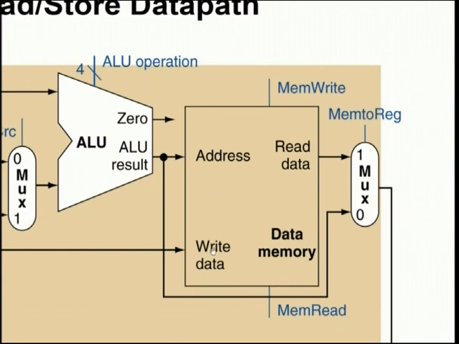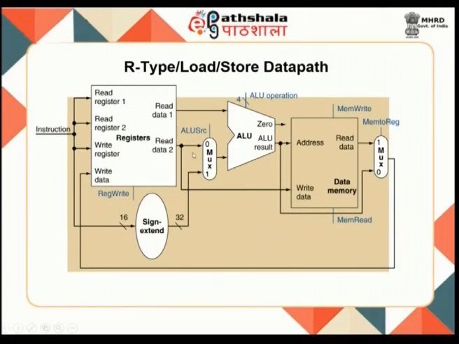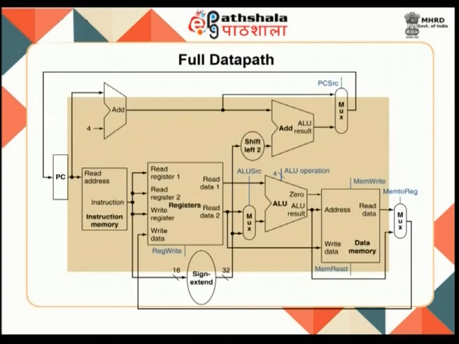And for a load or store instruction, the address is given here, a memory read operation is given for a load instruction, the data is read and given here, or for a write operation a memory write signal is given, the address is given, the data is passed on here, and you will have to do a write operation. So, this shows the data path for an R type, load or store instruction.